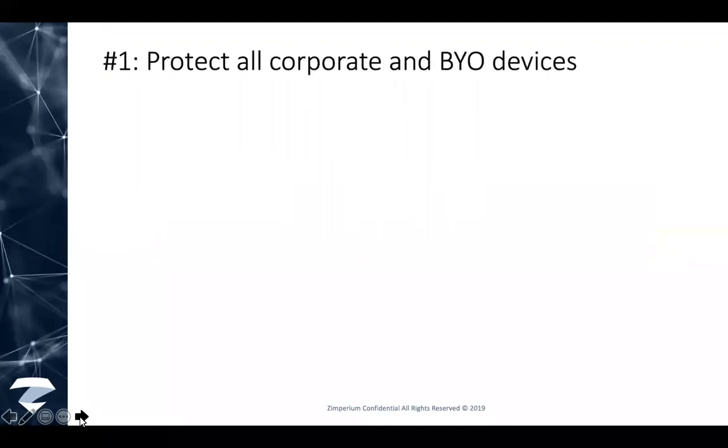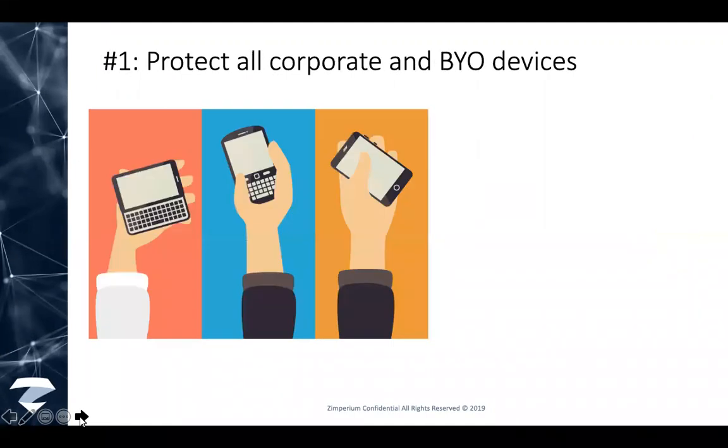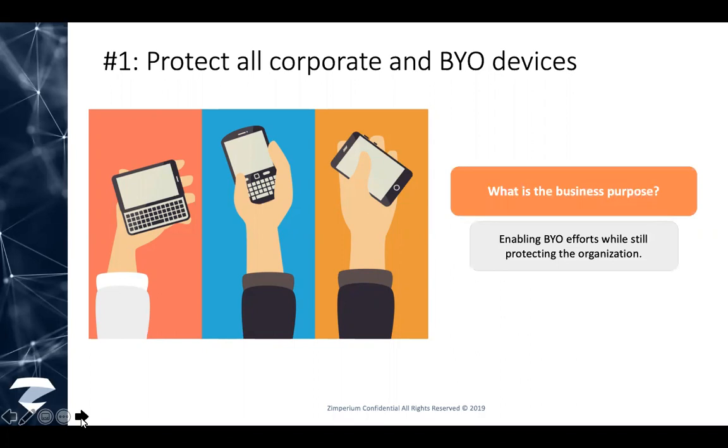So, number 1, we want to protect all corporate and BYO devices. So if you're putting out a mobile security strategy, you need to be able to protect all of your devices, not just some of your devices, which means you have to be able to scale back and forth, for instance, between what's the level of forensic data I'm going to pull versus how much am I going to protect privacy, right? So for instance, obviously, if you're enabling a BYO scenario, it's their device. They need to feel that their personal privacy is being maintained.